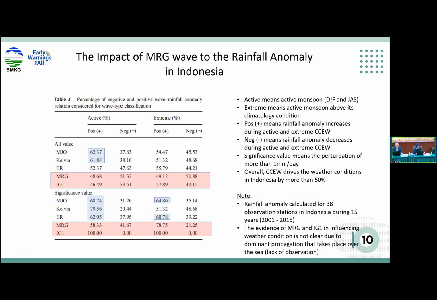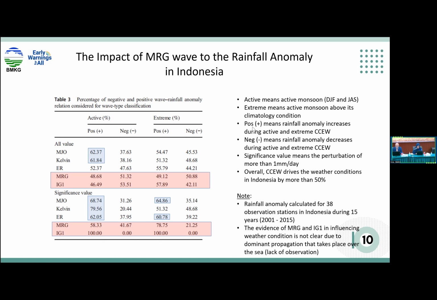So the active means active monsoon. It is from December, January, February, and also July, August, and September. Extreme means active monsoon above its climatology condition. So we also determine the climatology condition. So for the extreme, we see which is the day with the above climatology index, the monsoon index.